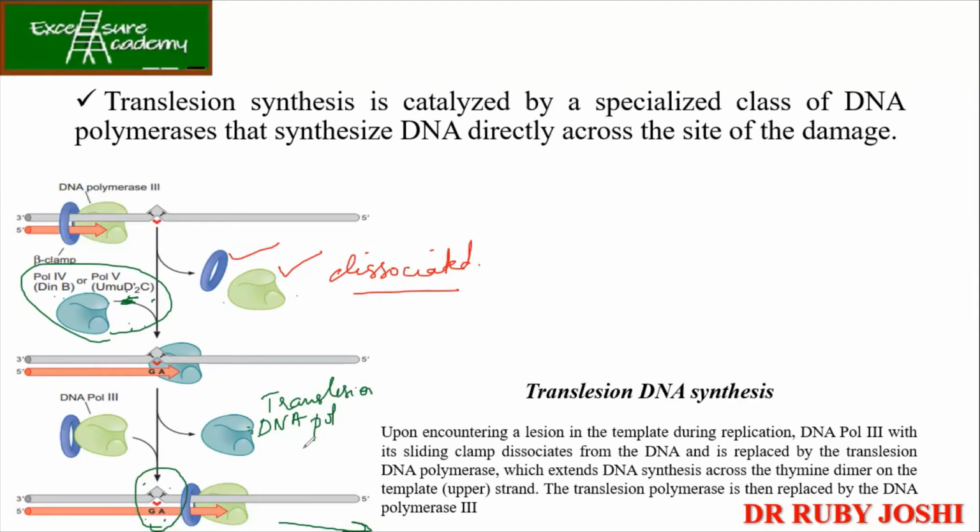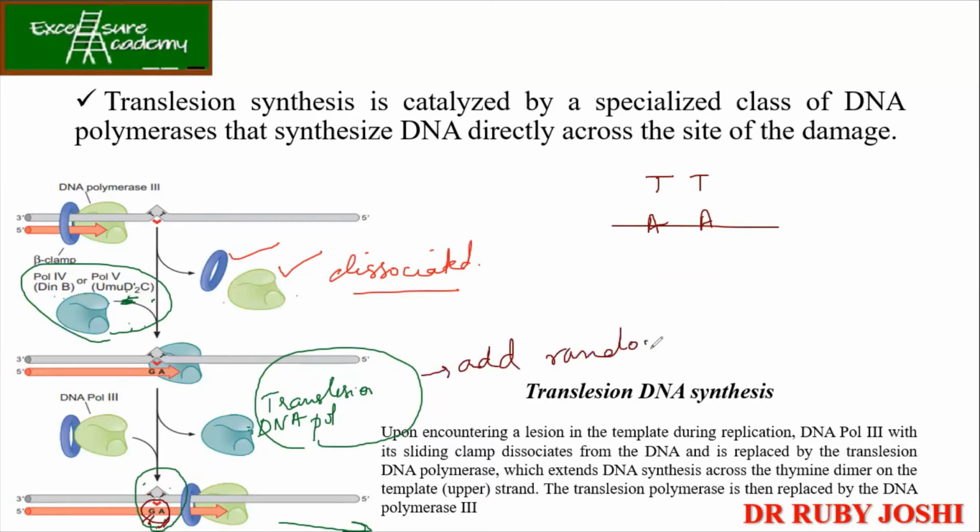Okay. So what has the translesion DNA polymerase done? If you see that TT was there. So on the strand, it was TT. So on the new replicating strand, the daughter strand, it should be A and A. But if you see here, they have added G and A. Okay. So what does it mean? So translesion DNA polymerases add randomly without looking at the template strand.